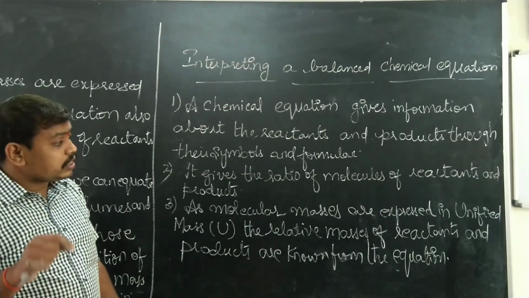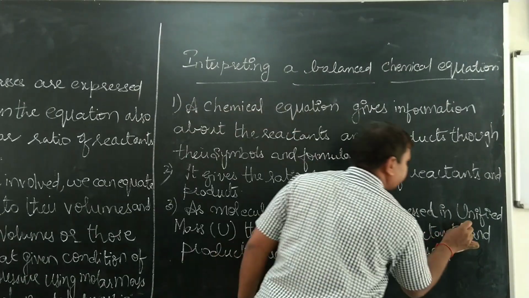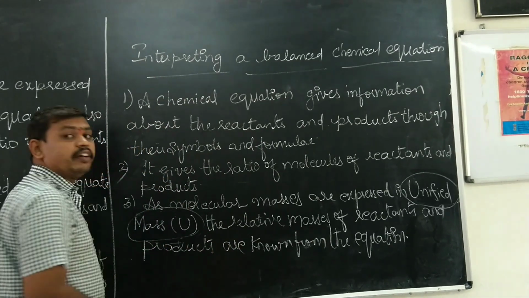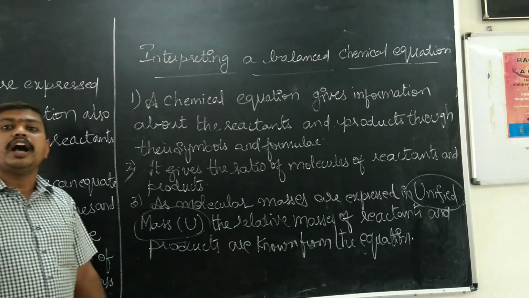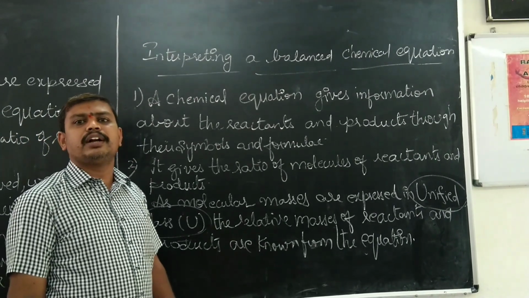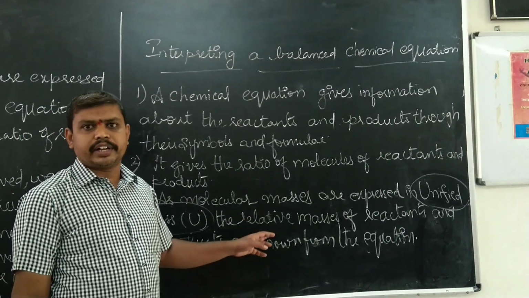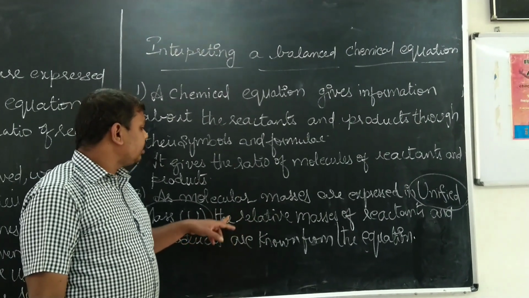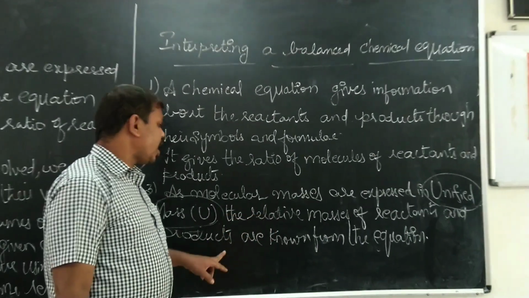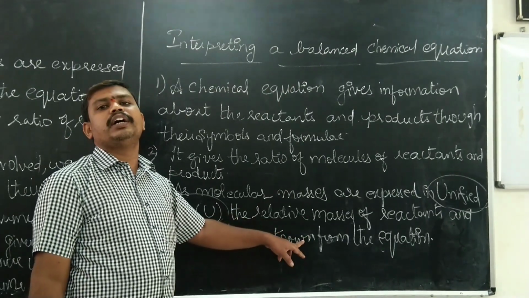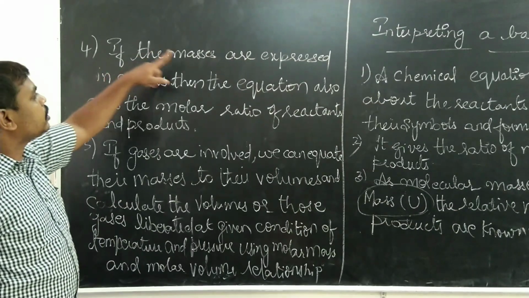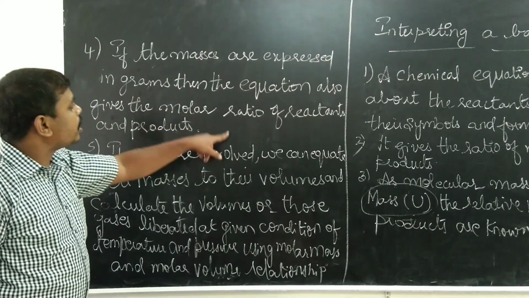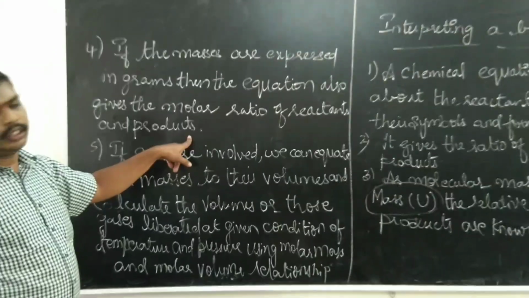Since the molecular masses are expressed in unified mass, what is the meaning of unified mass here? It is defined as 1/12 of the mass of an unbound neutral carbon atom. And the relative masses of the reactants and products are known from the equation. If the masses are expressed in grams, then the equation also gives the molar ratio of reactants and products.